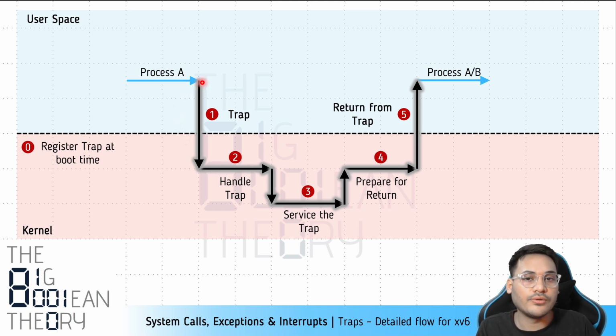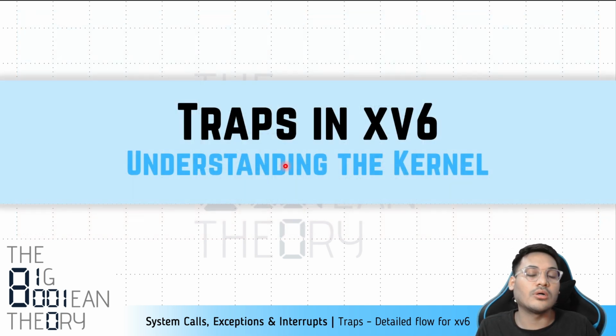Now we are going to look at each of these steps in great detail and see what exactly happens in each of these steps in the xv6 operating system. So this is the code flow that we are interested to study in detail, right? Before looking at the individual steps in detail, we will first build an understanding of the kernel.